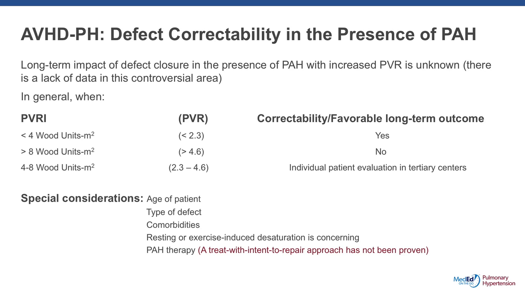And while some of us do this on an individual basis, it's not really been proven. It might be something to consider in a patient who's in that individual gray zone area, or you might treat them with PAH-specific therapy and then recath them and see if their PVR is much lower, see if they desaturate less when they walk, and if they do, you might consider closing them, but really this is an area that's not been adequately studied.